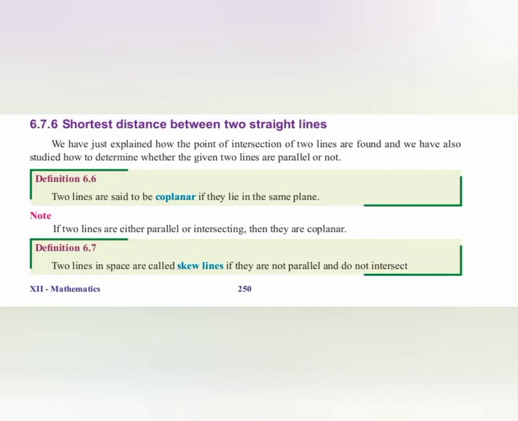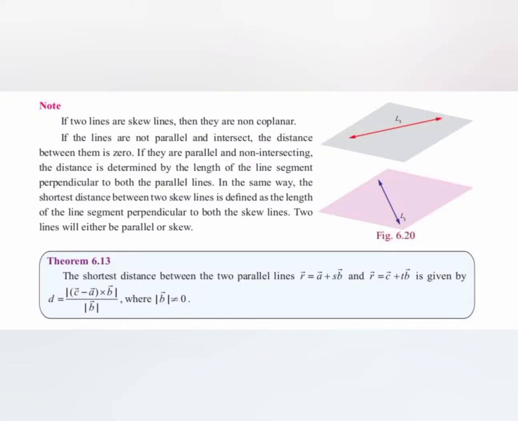Now, the definition: two lines are said to be coplanar if they lie in the same plane, and skew lines, two lines in space are called skew lines if they are not parallel and they do not intersect. Now, the shortest distance between two parallel lines is given to be d is equal to modulus of (c vector minus a vector) cross b vector divided by modulus of b vector, where modulus of b vector is not equal to 0, and will be given for two parallel lines.